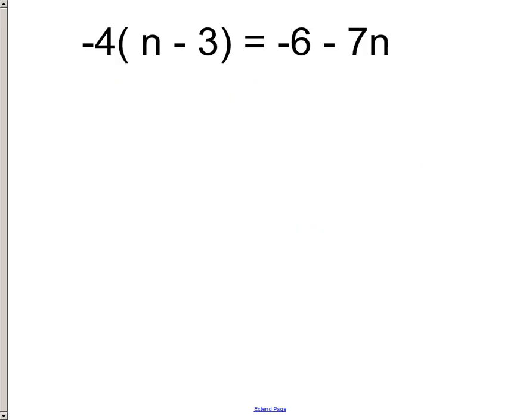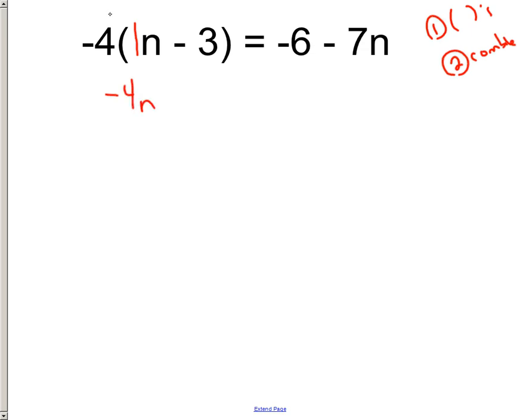Here we go. I've got two of these. First things first, let's make sure that any of our variables that don't have a coefficient in front of it, we put a 1 right there. So negative, well, let me just make a little note here. Parentheses first if you have any parentheses, and then you need to combine like terms.